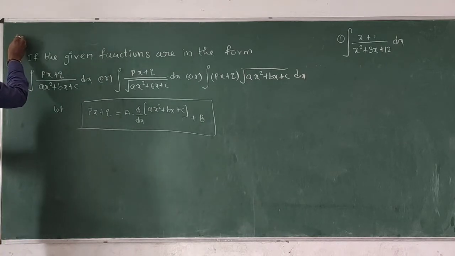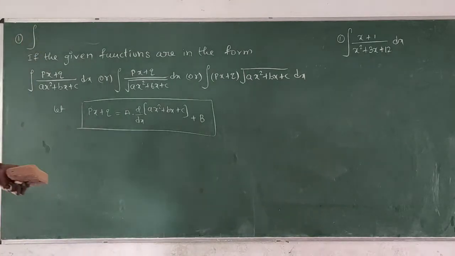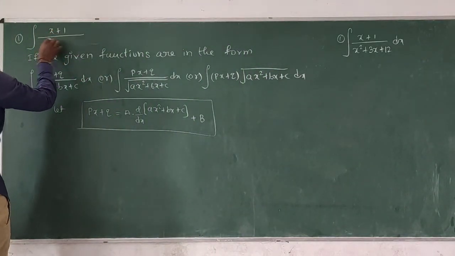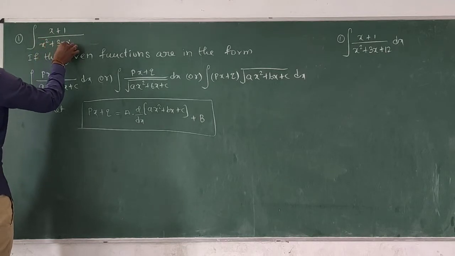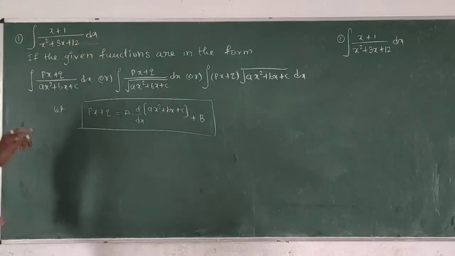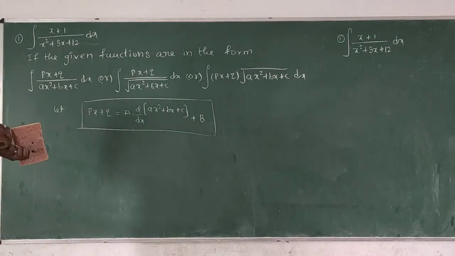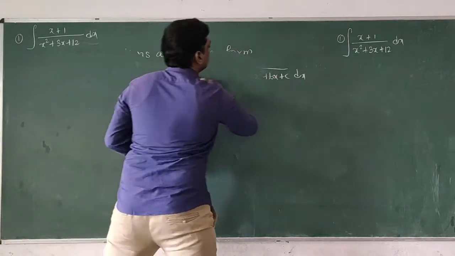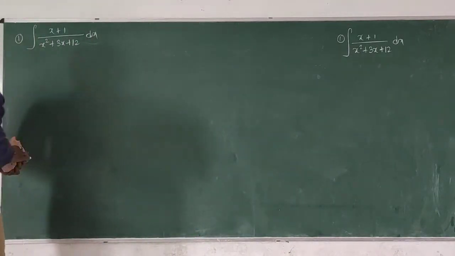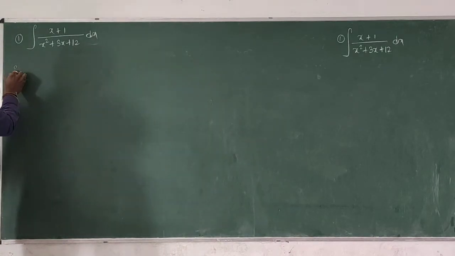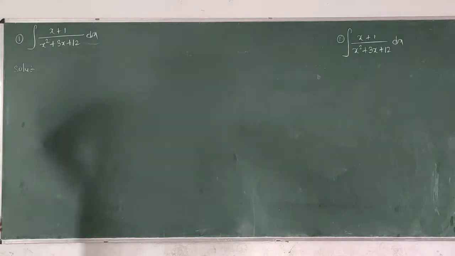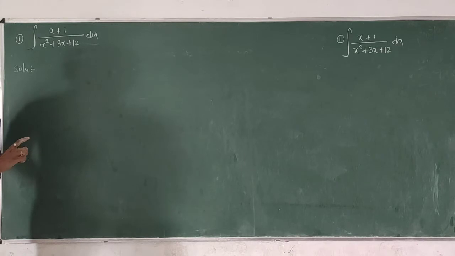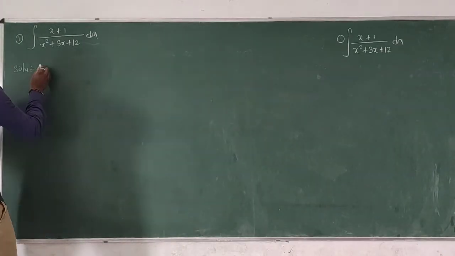Now, in this method 2, first problem, integration of x plus 1 by x square plus 3x plus 12. If you are perfect in method 1, then we can do method 2 easily. Okay? In the solution, just observe, this is in method 2 or not. px plus q by ax square plus bx plus c. That's why method 2. So what do we have to take here?